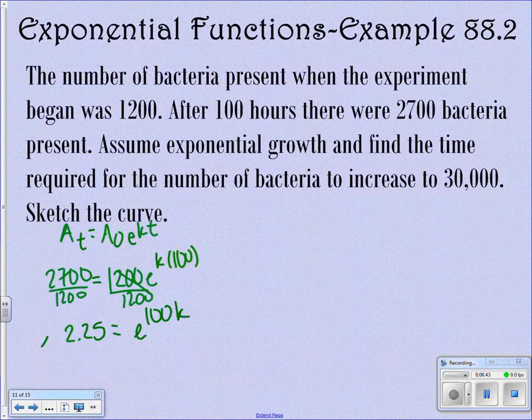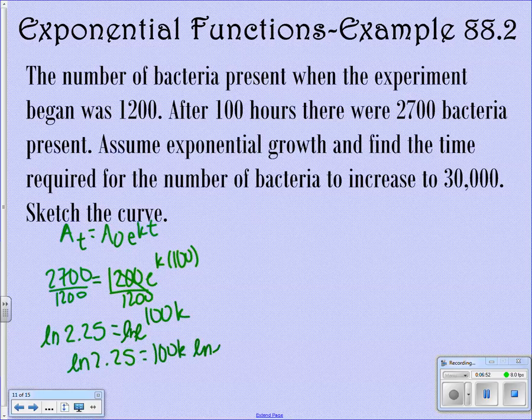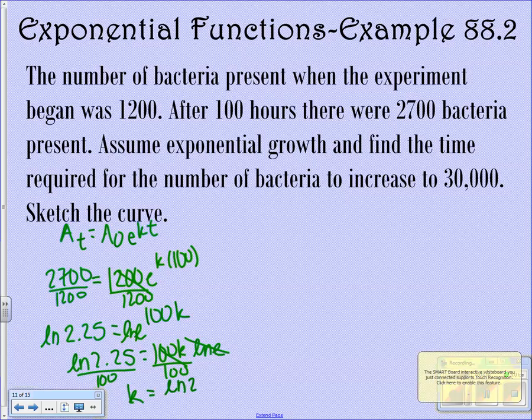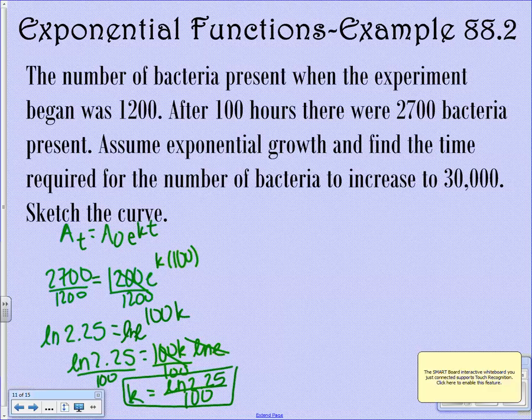So we add an ln in front of both sides of our equation. And so I have the ln of 2.25 equals 100k times the ln of e. Remember, the ln of e is just a 1, so we can make that go away. So divide by 100, and your k is going to be the ln of 2.25 over 100. So that's your k right here. You're pretty much always going to have to find k before you can do anything else.